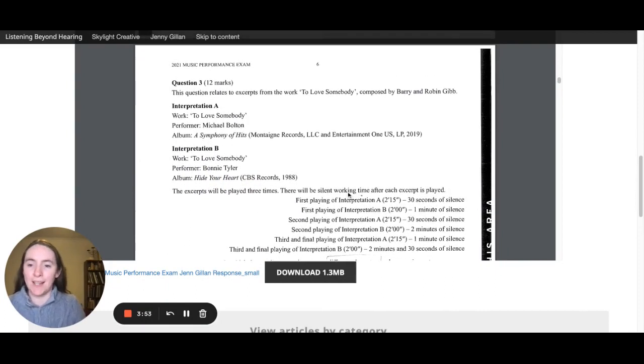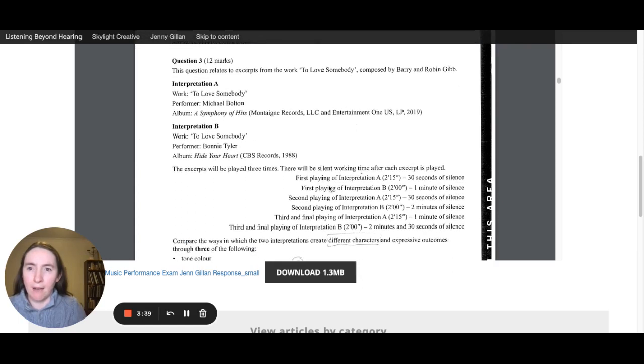So here's a few hints about how to read a question and how to interpret. First of all, question 3 is the comparison one. This one says that there's 12 marks. Make sure you read the question really well. And what I'm looking out for is, number 1, is it character related? Number 2, how many elements do they want me to talk about? And number 3, what do I actually have to do to put this question together?